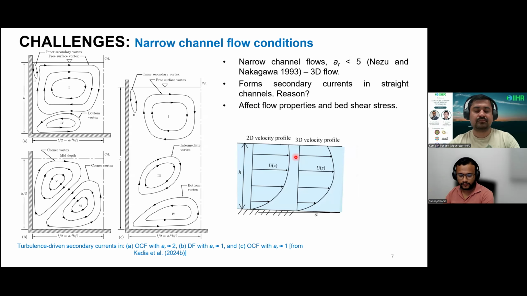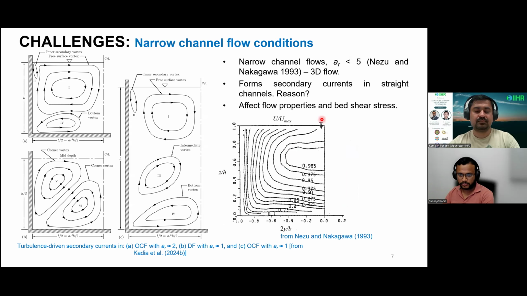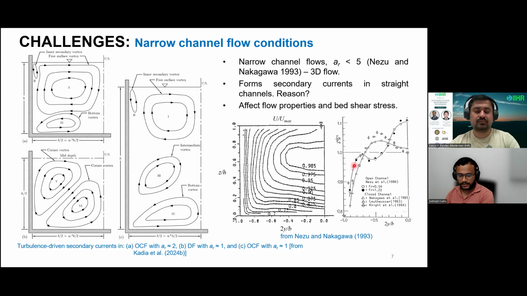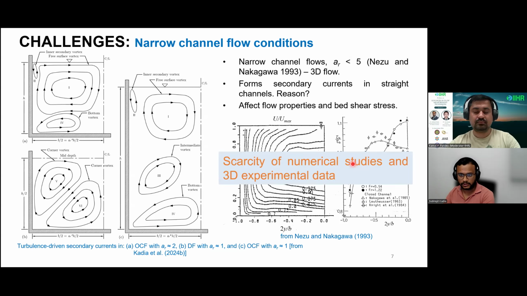For example, the 2D flow velocity basically converts to a 3D velocity profile. We observe that the maximum velocity is not at the free surface, but at some distance below the free surface. This phenomenon is called the velocity dip, as we can also see here. Also, the bed shear stress undulates due to the bottom vortex toward the bed. As a result of the secondary current, the flow properties can change significantly, which can affect sediment transport and erosion or abrasion in the case of a sediment bypass tunnel. However, very limited studies have been done for supercritical flow due to the limitations of both experimental and numerical approaches.